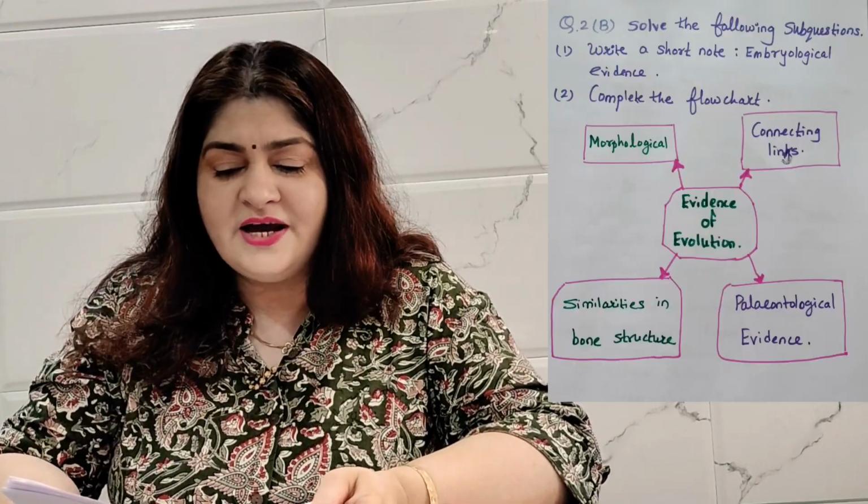Now let's move towards question 2b, and here solve the following question, and for each correct answer you are going to get 2 marks. And the first one is write short note on embryological evidence. See the diagram on screen, and we can see there is a quite similarity in first stage of embryos. Fish, salamander, tortoise, chicken, pig, cow, rabbit and man. But as the stage increases, there is a differentiation in embryos. But the first stage similarity in embryos of all these animals indicates that they have common ancestors. So the embryological evidence expresses that all these animals, fish, salamander, tortoise, chicken, pig, cow, rabbit, man, are originated from one common ancestor.